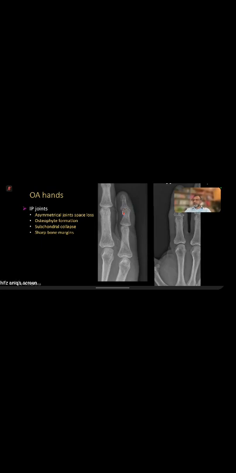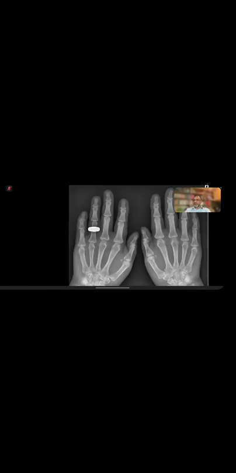This is subchondral collapse. We can see that in advanced osteoarthritis of the knee joint or any other joint. So remember asymmetrical joint loss, osteophyte formation, subchondral collapse, but the bone margins are sharp. Another example similar to what we saw before: there is subchondral collapse and subchondral cyst formation in the little finger middle phalanx, and on the other side a similar change but no subchondral cyst formation. So this is osteoarthritis of the hands.